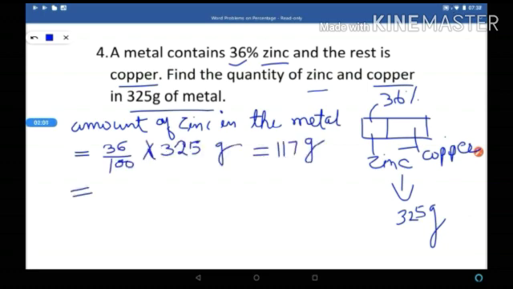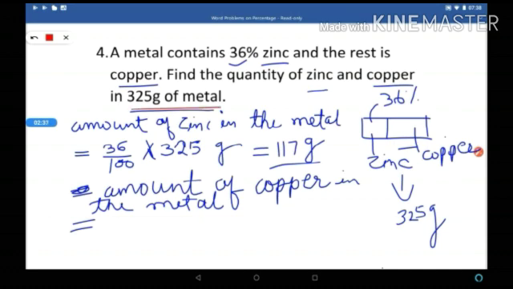Amount of copper in 325 grams of metal is equal to total quantity of metal minus quantity of zinc. Therefore, 325 minus 117 grams. So, we got 208 grams. Therefore, the quantity of copper is 208 grams.